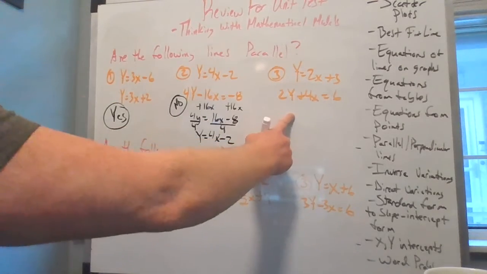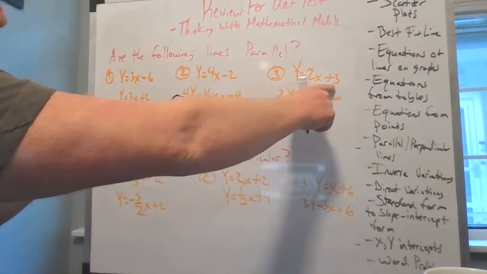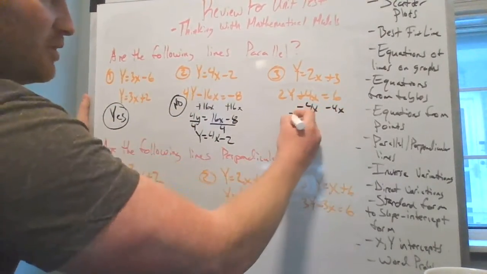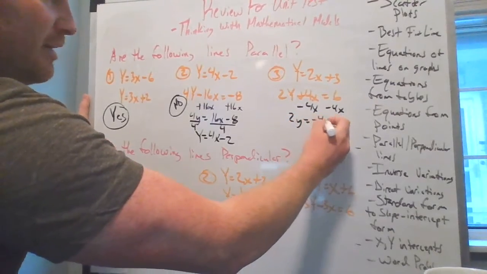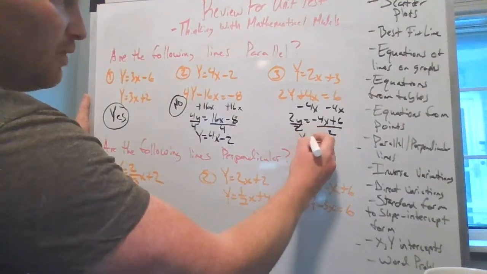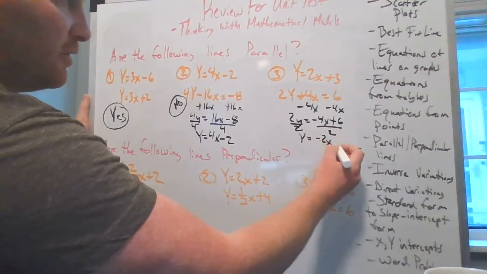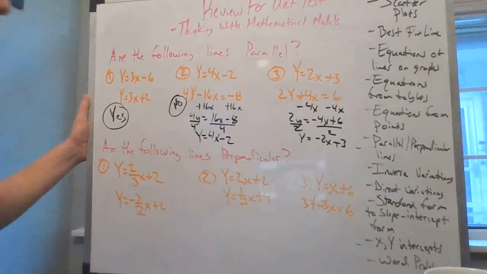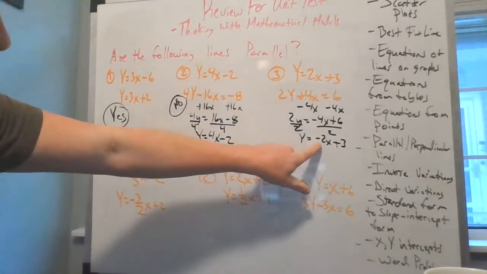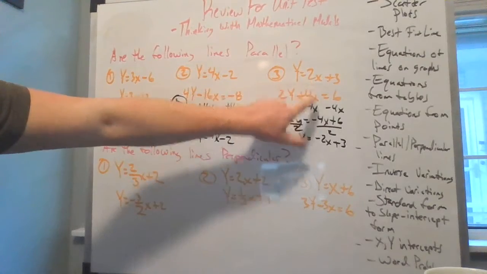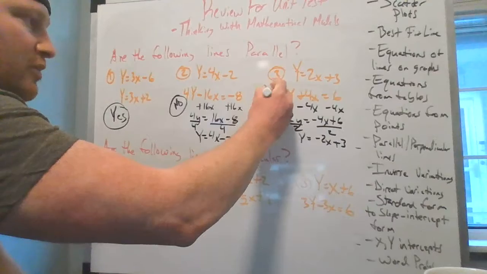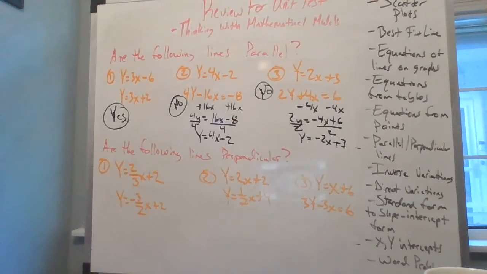Over here, same thing. I got to see if this looks like this with a different y-intercept. So let's just do our math. Put this into slope-intercept form. So this is 2y equals negative 4x plus 6. I'm going to divide both sides by 2, and I get y equals negative 2x plus 3. So is this? No, it's not, because these slopes are different. Therefore, they are not parallel. Remember, same slope, different y-intercept.